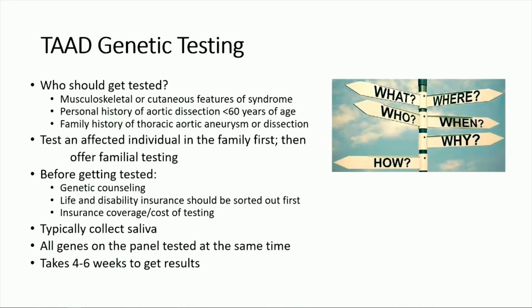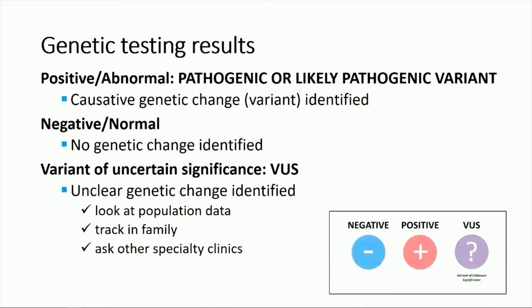The testing itself can be done via a buccal swab or a saliva sample, all via mail. We test for all genes at the same time, and results take about 4 to 6 weeks. In general, anytime we do a genetic test, there can be three answers. It can be clearly positive, so we've identified a pathogenic or likely pathogenic gene change. We feel like this is the answer, and we can use it to take care of you and your family members.